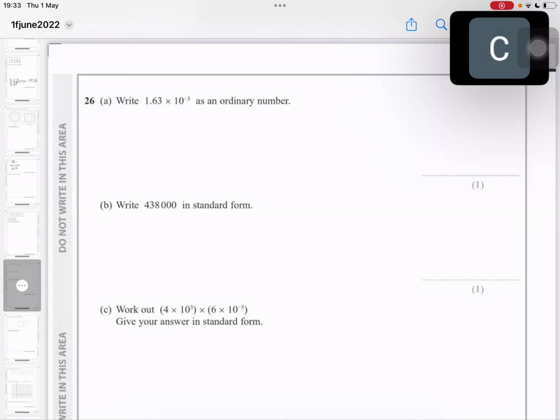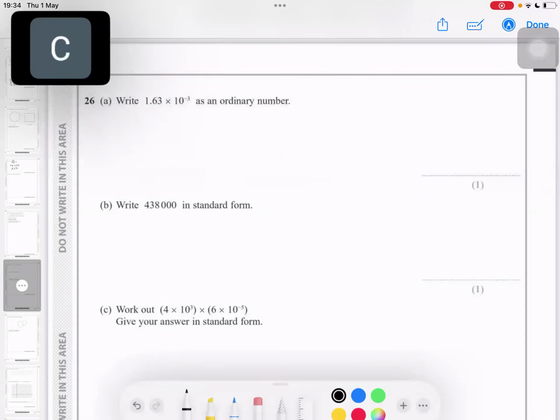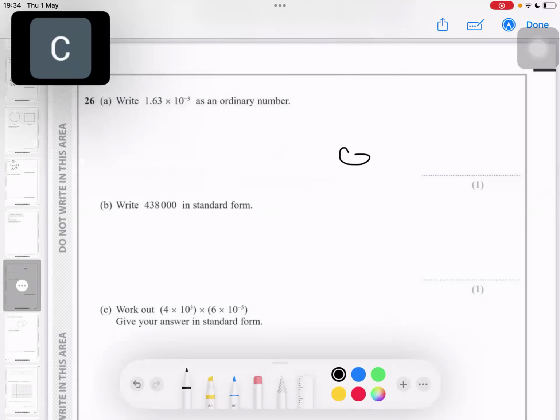Yes. Okay, so you know what to do, right? The decimal point will move to the left how many times? 3 times. So what will it now become? 0.00... You can write it down if you want. If you're not too sure how it will look, you can write it down and move the decimal points so that you can see what it will come to.